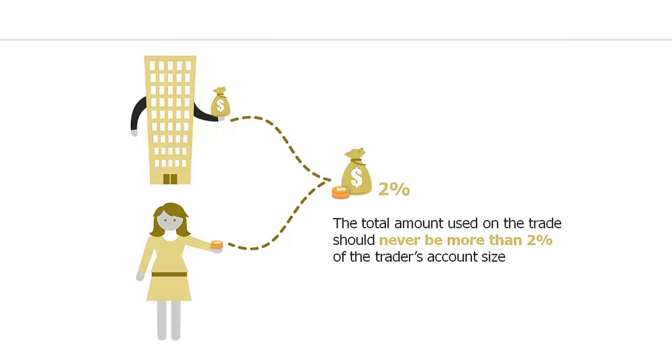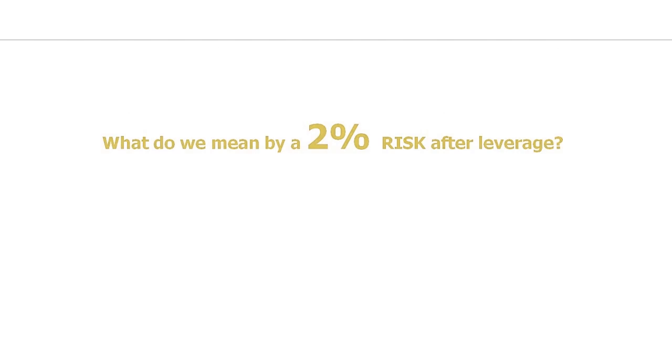Incorporating money management with leverage will ensure that the amplified losses will not wipe out your capital. So if you make sure you only risk a maximum of 2% of your account when leverage has been applied, your trading account will not succumb to the exaggerated wins and losses from individual trades. What do we mean by a 2% risk after leverage has been applied?